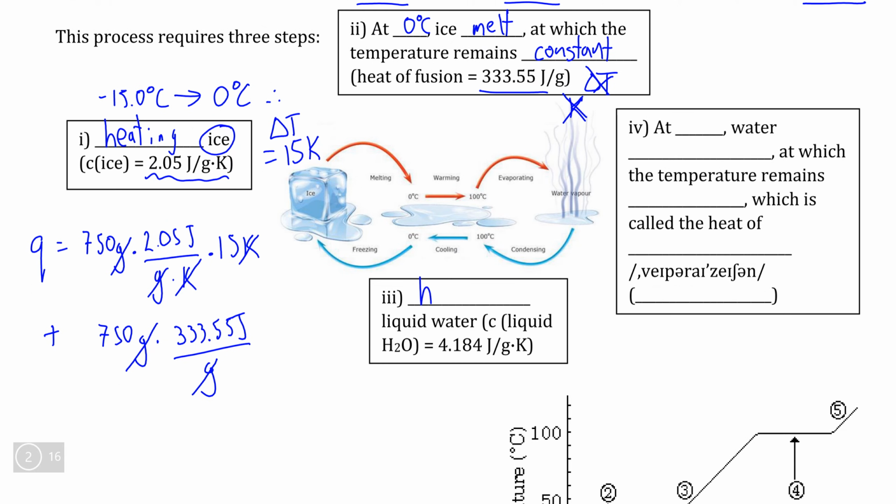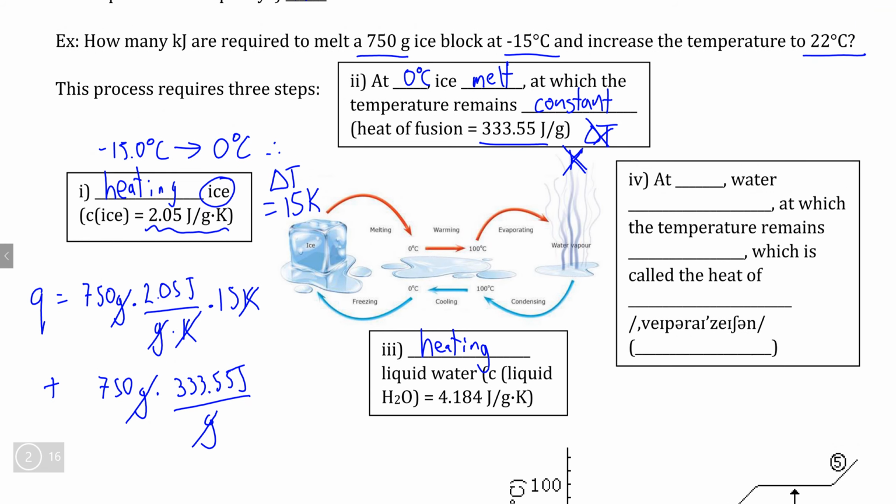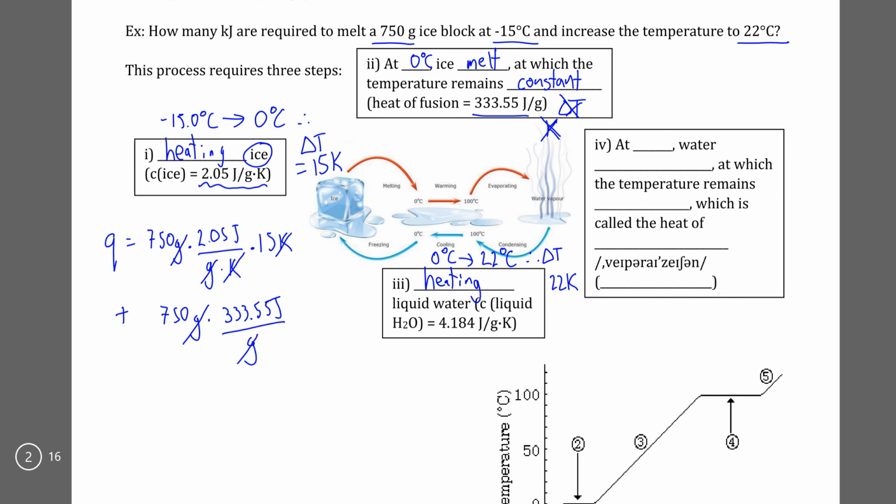So the third stage is the heating of liquid water. So if we look at the temperature that we need to get liquid water to, we see that we need to bring liquid water from 0 degrees Celsius up to 22 degrees Celsius, and therefore our delta T is going to be 22 degrees Kelvin, and that allows us to complete the third step of our formula, which is 750 grams for the ice block times the specific heat capacity of liquid water, 4.184 joules per gram of water per degree Kelvin increased, times our temperature increase, which is going to be 22 degrees Kelvin.